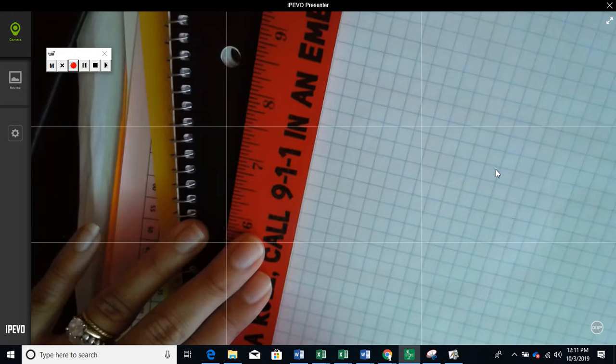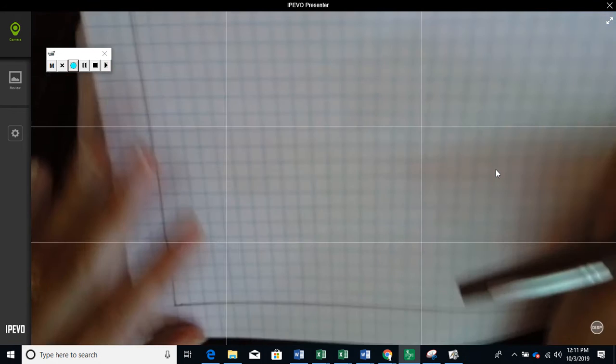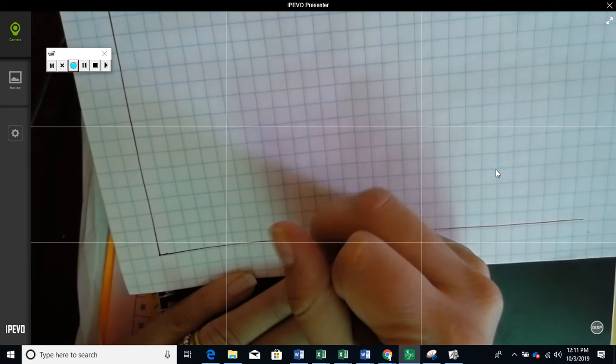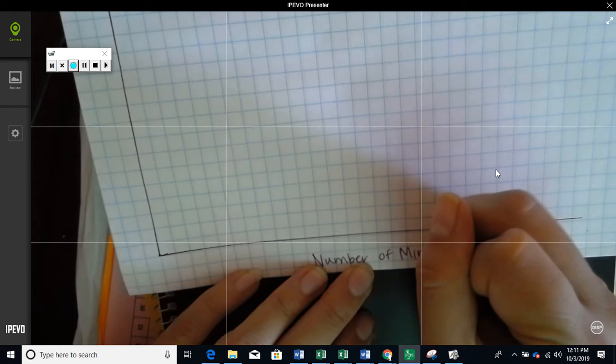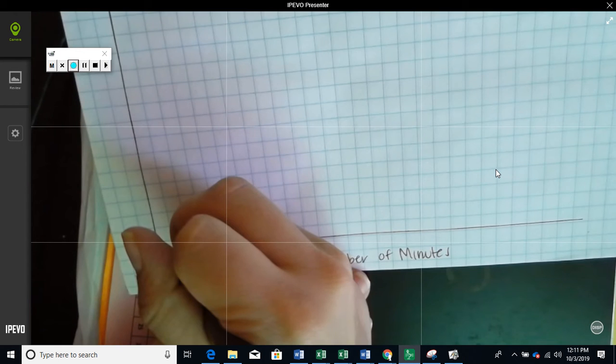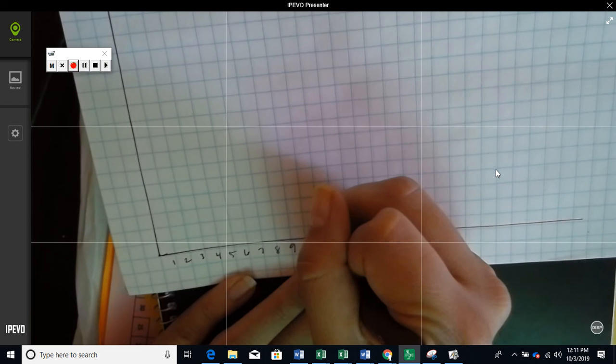So I'm giving you this big graph paper because there are lots of steps. So please write number of minutes, and then go ahead and number off the minutes. 1, 2, 3, 4, 5, 6, 7, 8, 9, 10, 11.